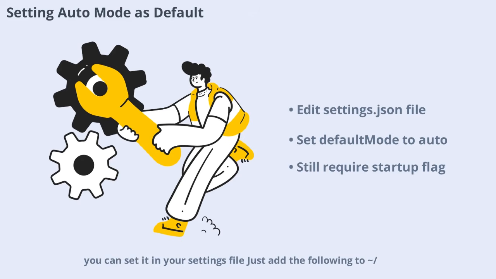Just add the following to .claude/settings.json: permissions, defaultMode, auto. Remember, you still need to use the enable auto mode flag at startup for this setting to take effect. This way, you can streamline your workflow and avoid having to manually select Auto Mode each time.